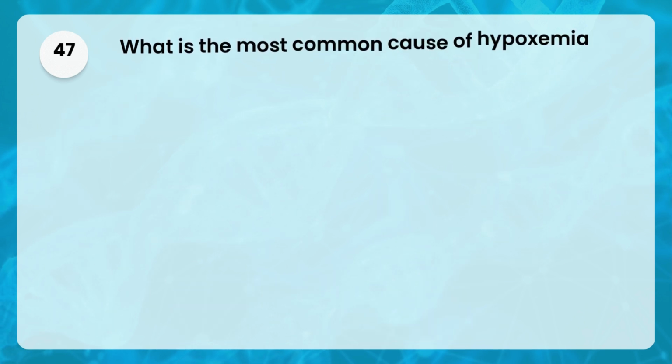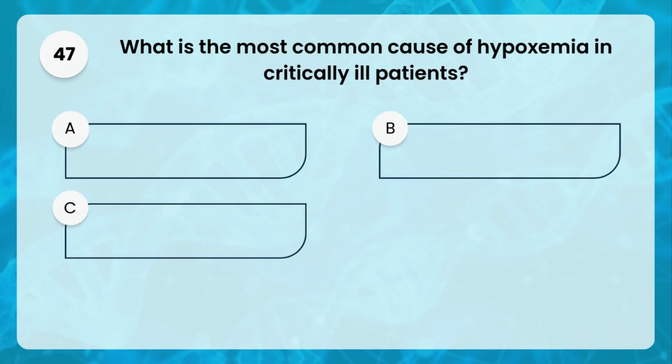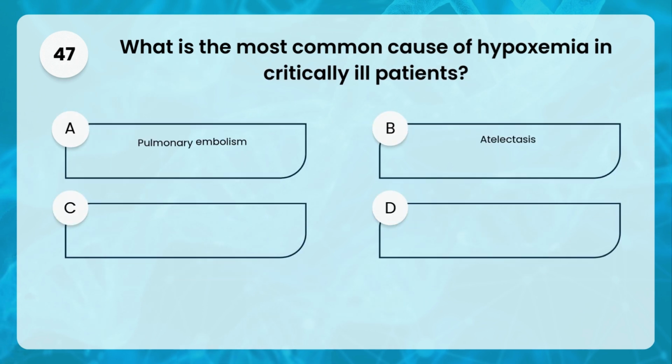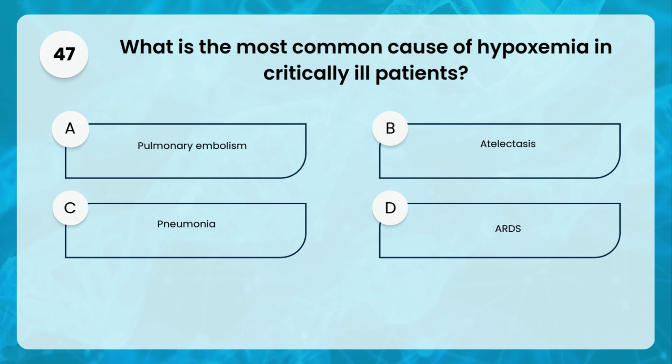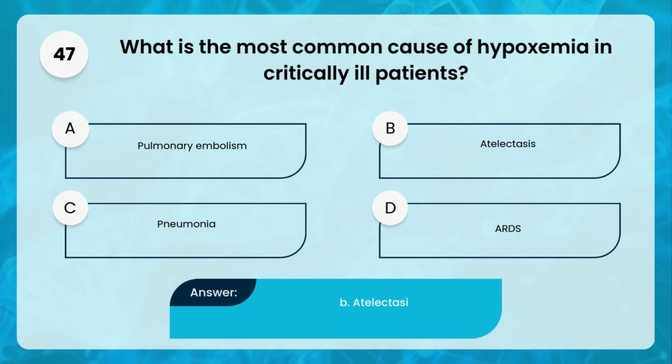Number 47. What is the most common cause of hypoxemia in critically ill patients? A, pulmonary embolism, B, atelectasis, C, pneumonia, or D, ARDS? The answer is B, atelectasis.